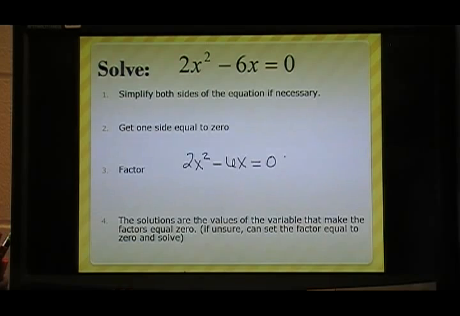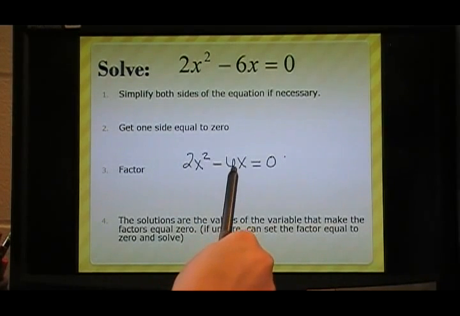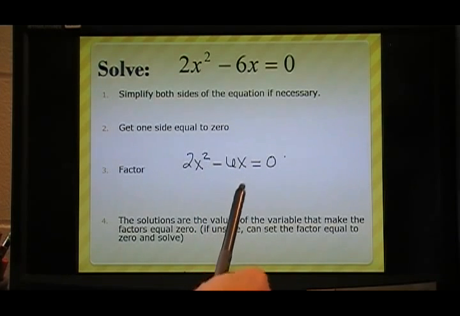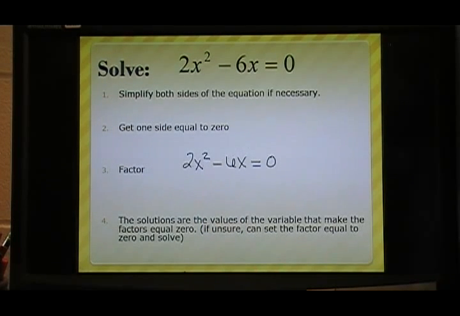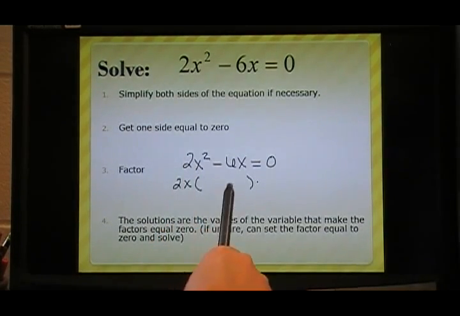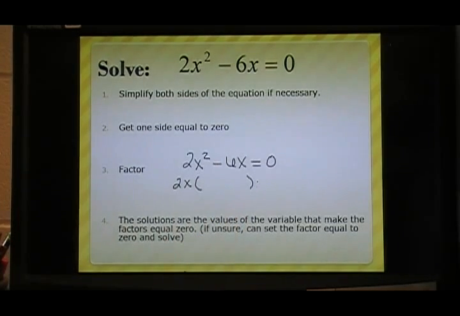So regardless of the number of terms, there are 2, but regardless, you should always look for a greatest common factor first. 2 and 6 are both divisible by 2. X squared and x are both divisible by x. So I do have a GCF, and that GCF is 2x. And so if I factor that out, I would have to multiply 2x by x to get 2x squared, and 2x by negative 3 to get negative 6x.